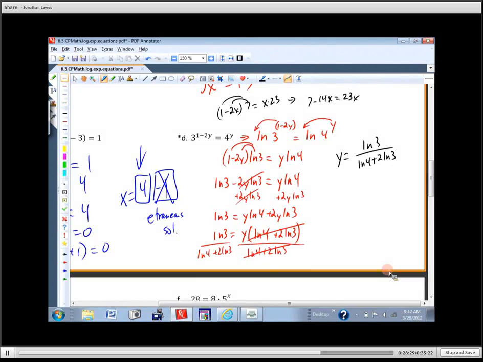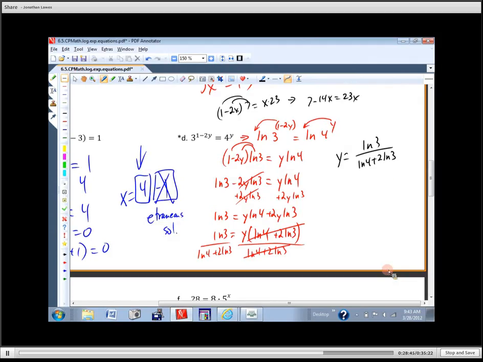Okay, can I cancel the ln 3 on the top with the ln 3 on the bottom? No. Somebody tell me why not. It's not a factor. It's part of a term. Okay, it's part of a term. You can only cancel factors. You can't cancel terms. Okay.